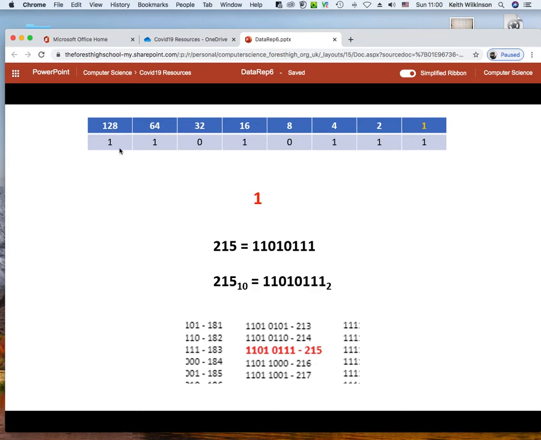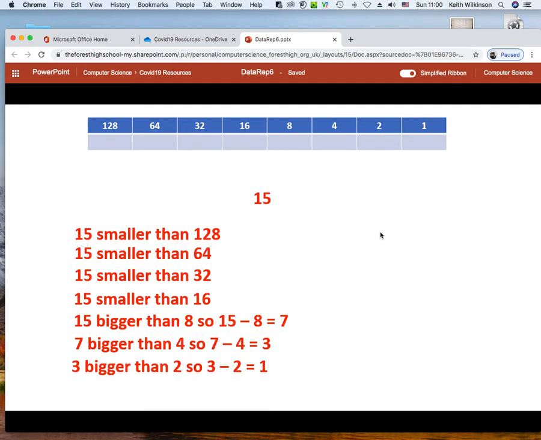So I've got 128 plus 64 plus 16 plus 4 plus 2 plus 1, and that should come to 215, but we'll have a look at that in a bit. So let's quickly have a go at another one. Slightly different way of presenting it, same method. So I want to convert the number 15 into binary.